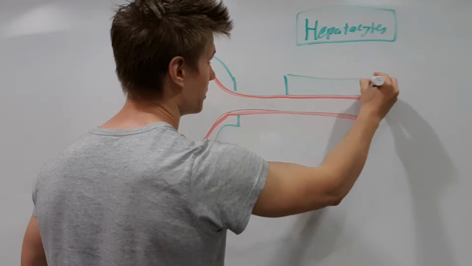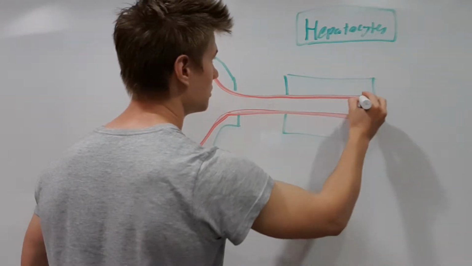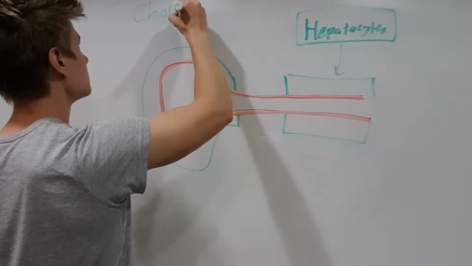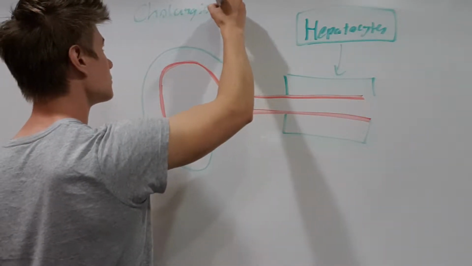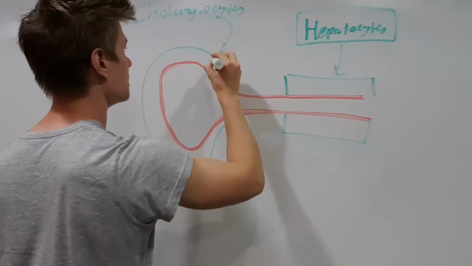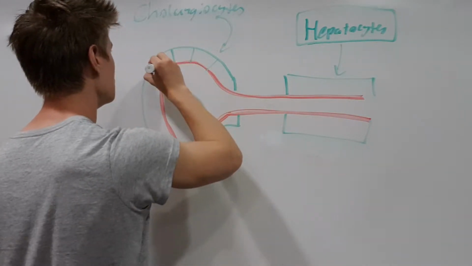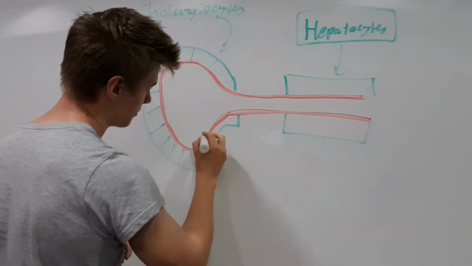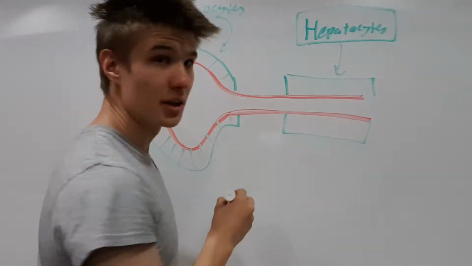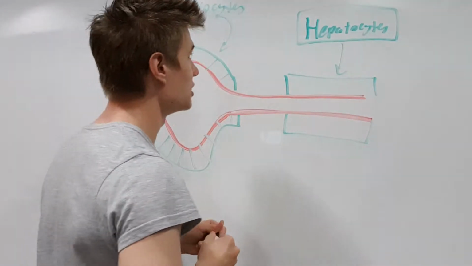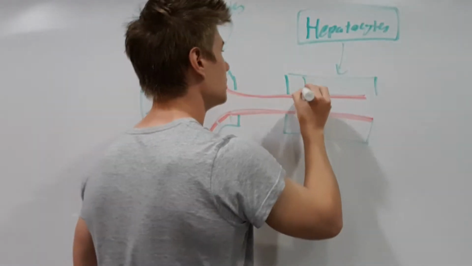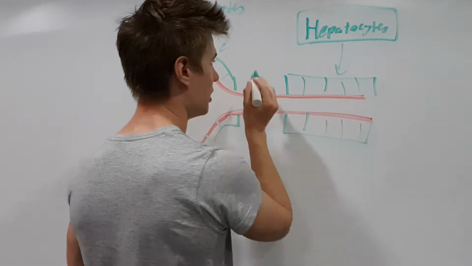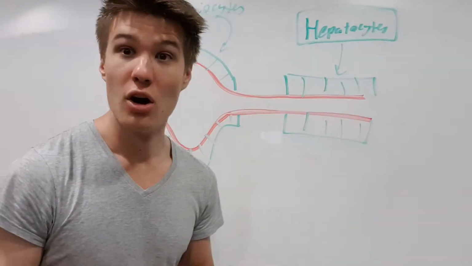And out here is your hepatocytes. And these are your cholangiocytes. And cholangiocytes make your bile. They live around the bile duct, makes sense. And then your hepatocytes live over here and in the rest of the organ that's not directly around the bile duct. And they perform other functions of the liver.